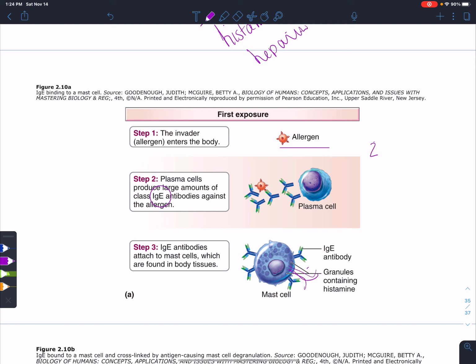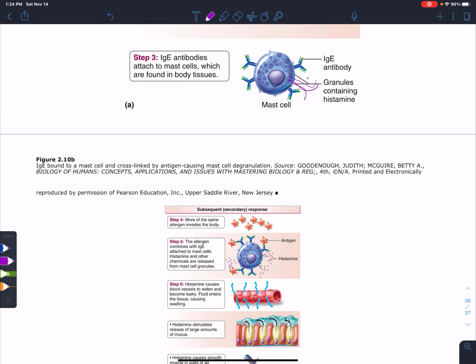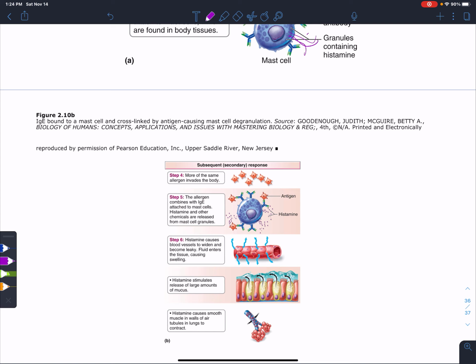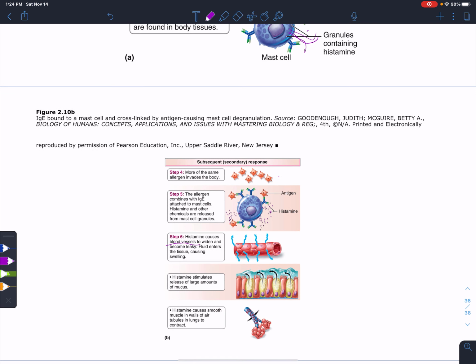And then your second and third exposures, because these guys have a memory, with each subsequent exposure it gets worse and worse. That's the concerning thing. And here it's showing you the allergens. These guys are ready, because it recognizes it, and the reaction is much more significant. Leaky blood vessels. Oh, that sounds awful. Fluids, and there's the tissue swelling.